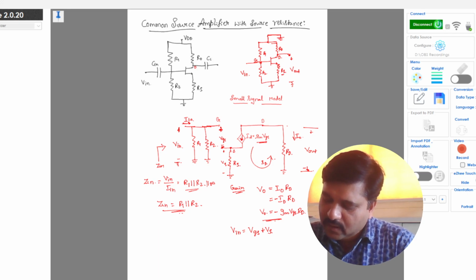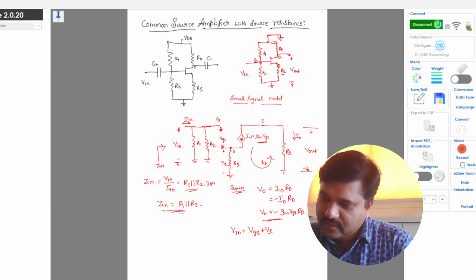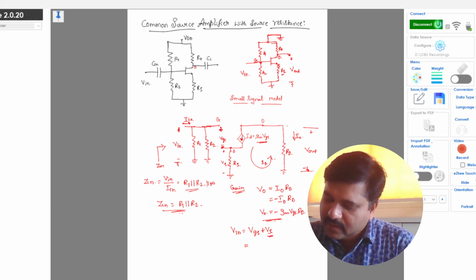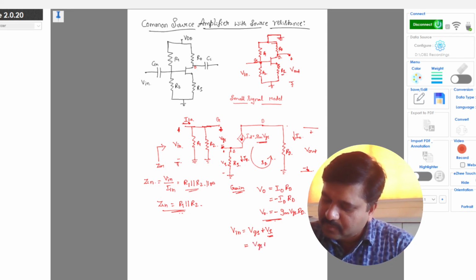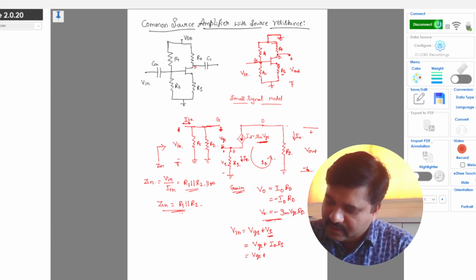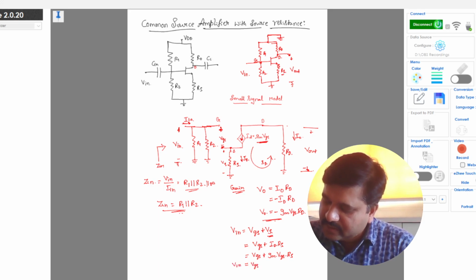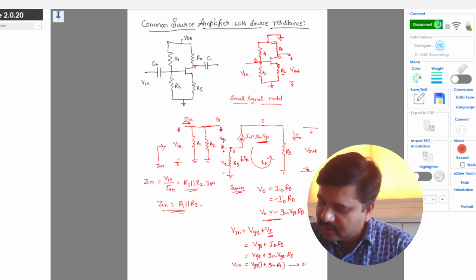So now here anyhow V in is what we are going to calculate. VS is nothing but the voltage across RS, and the current flowing through the RS is again ID. So VS, this is VGS plus VS is ID into RS. VGS plus ID is nothing but GM into VGS again, GM into VGS into RS. So V in is VGS into 1 plus GM into RS, right? Consider this as equation 2.